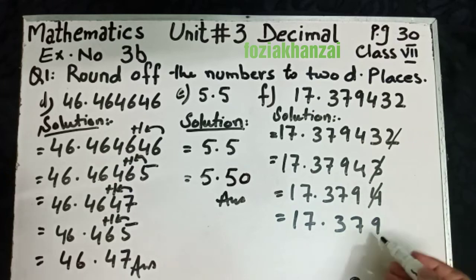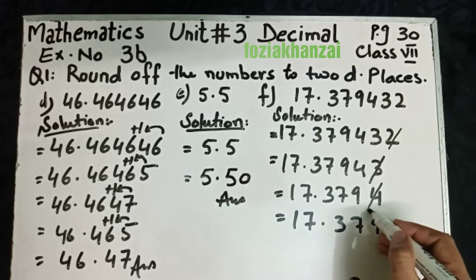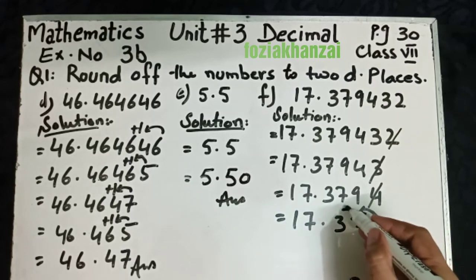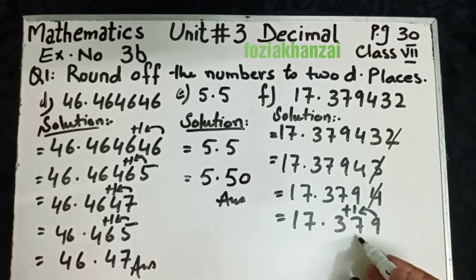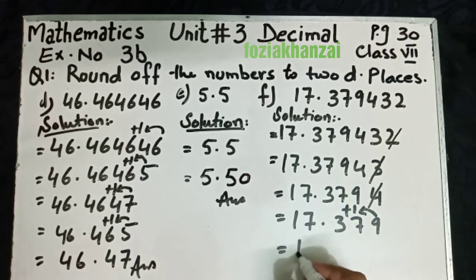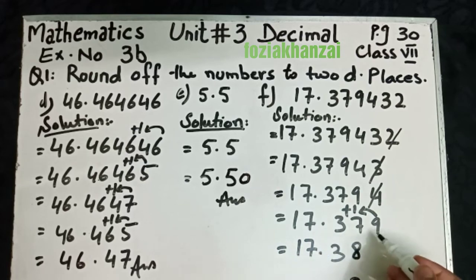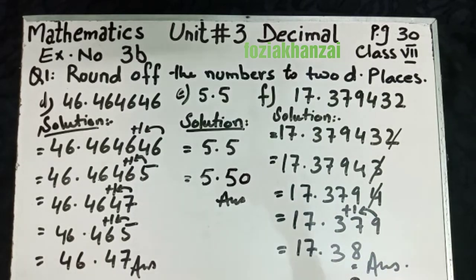17.379. Okay, the last digit in this step is 9. 9 is greater than 5, so we add plus 1 to the previous number. The previous number is 7, so we add 1 to the 7. So 17.38. Okay, in the previous number we add 1, so it becomes 7 plus 1, 8. 17.38 would be the answer of part F. Okay, 2 dp, after the decimal, second place, it's called 2 dp.